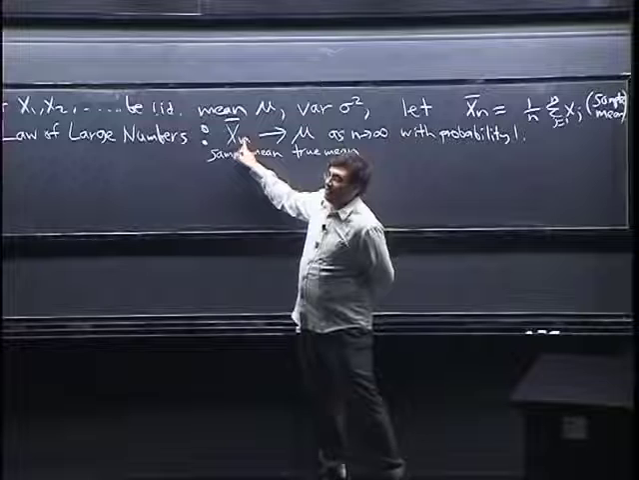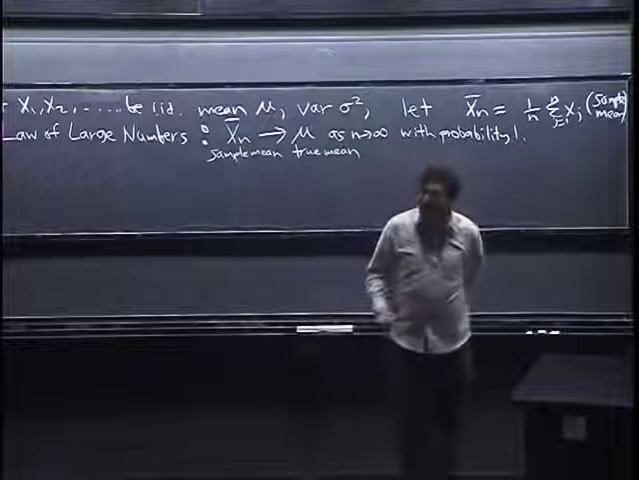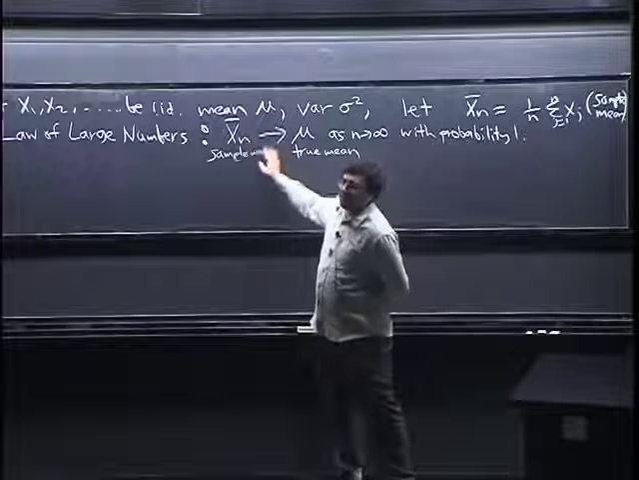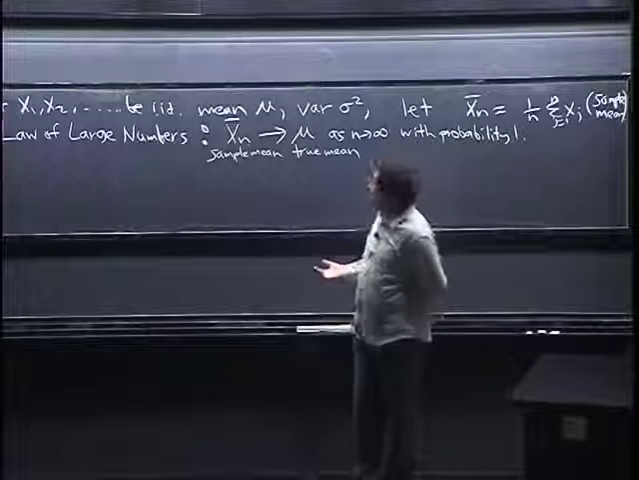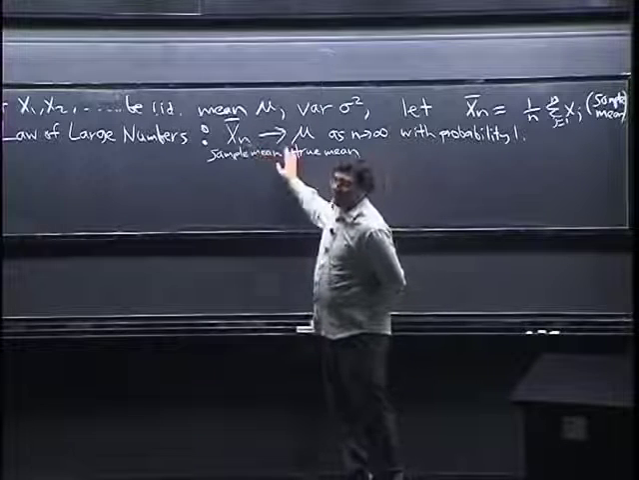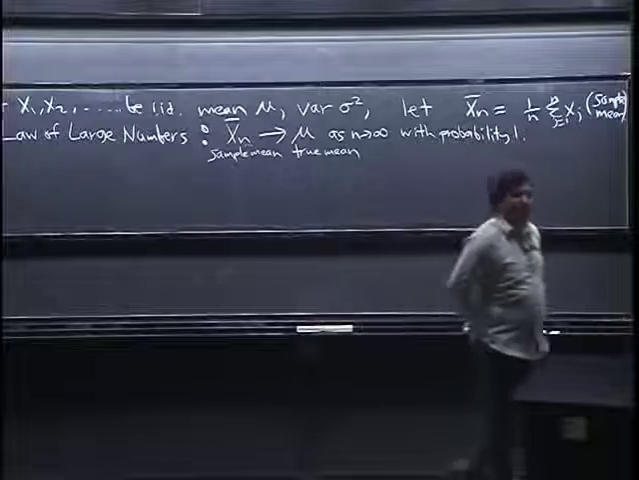In other words, this is an event. Either these random variables converge or they don't, and we say that event has probability 1. That's what the statement of the theorem is.